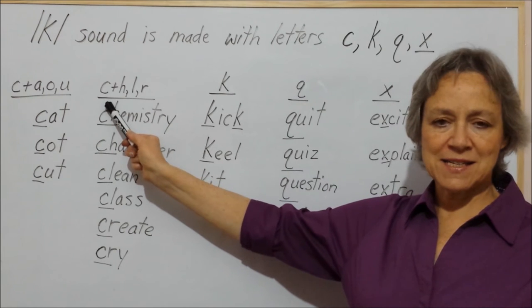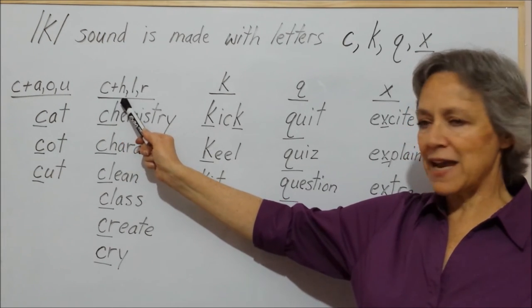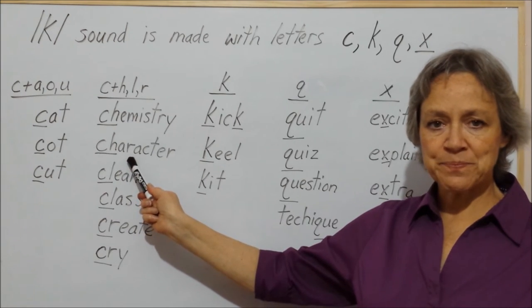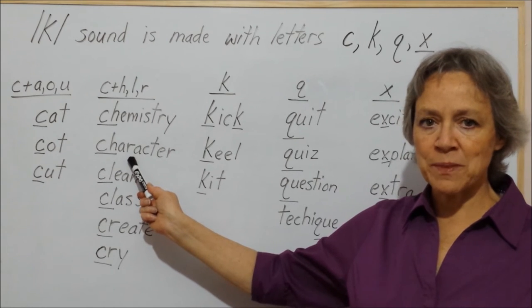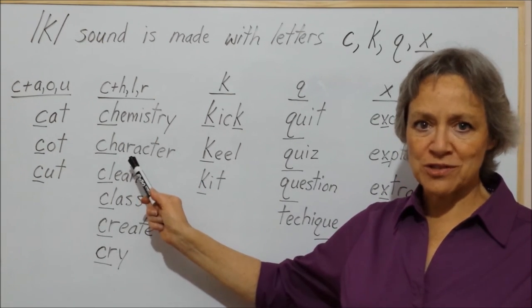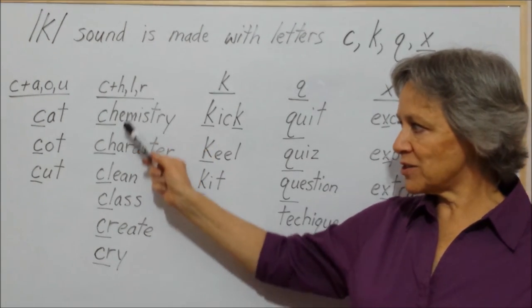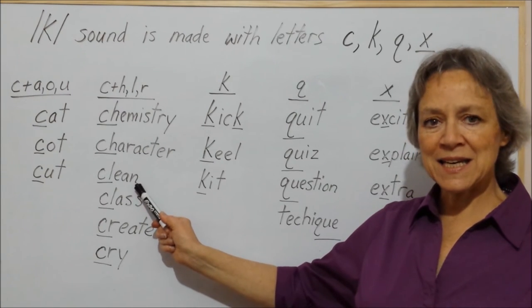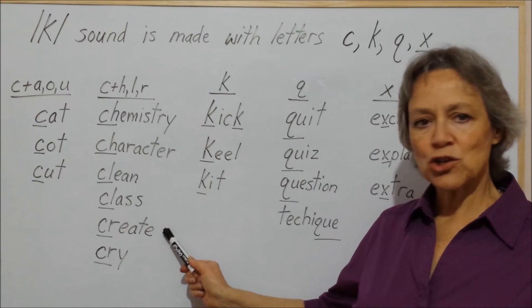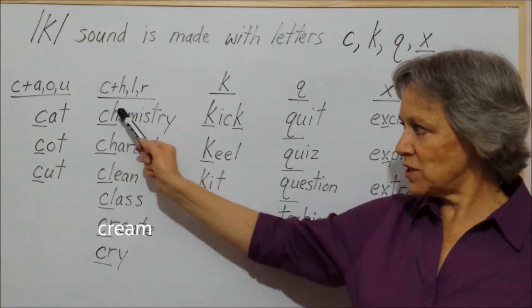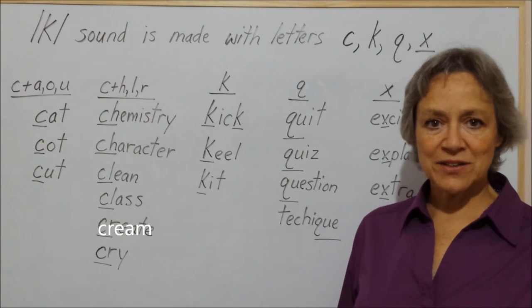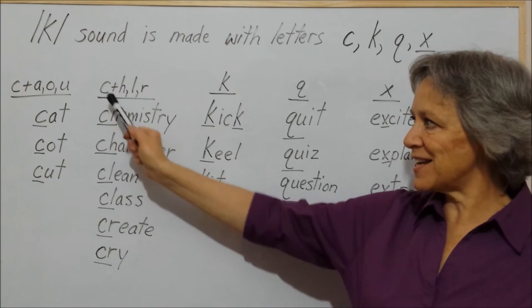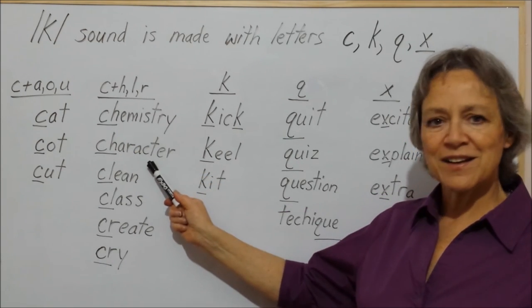The letter C can sound like k when it is followed by H, L, or R. Remember though, especially with the CH, this does not mean it sounds like k 100% of the time. It only sounds like k in some words. In other words, it has other sounds. But here are some examples. We have chemistry, character, clean, class, create, cry. In each of these words, C makes the K sound. I also have a C with a K sound here. I didn't underline it because it's not CH, CL, or CR, but it still makes the K sound.